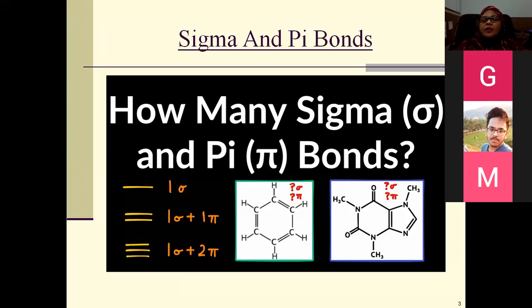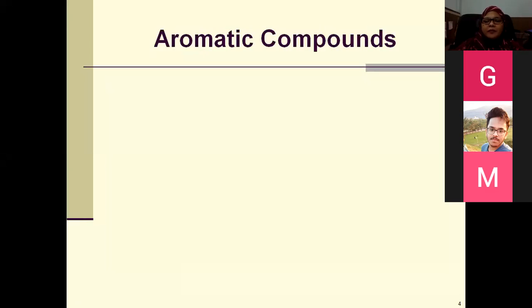So in the second structure, we have 4 pi bonds and 15 sigma bonds. Okay, so now you are able to identify how many sigma and pi bonds are present in the molecule. So now we will proceed to our topic, that is aromatic compounds.